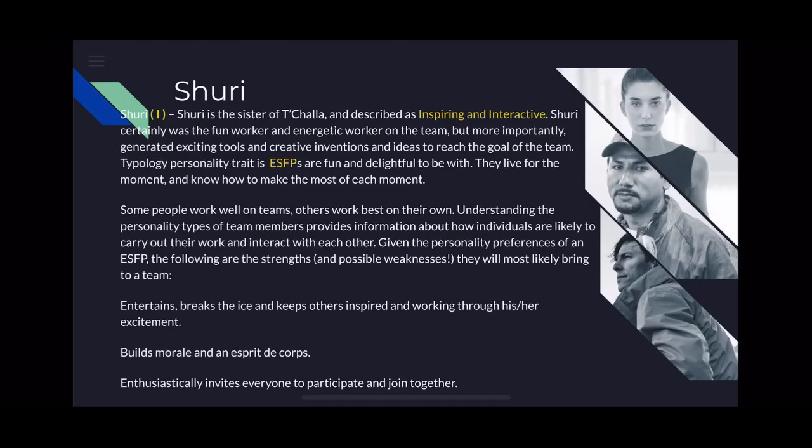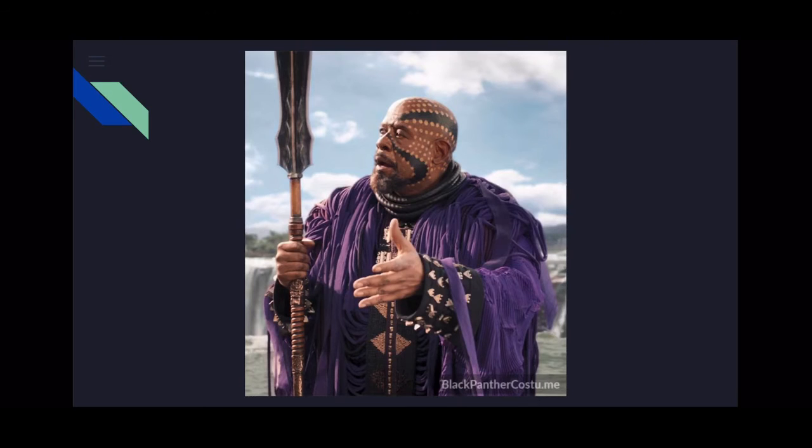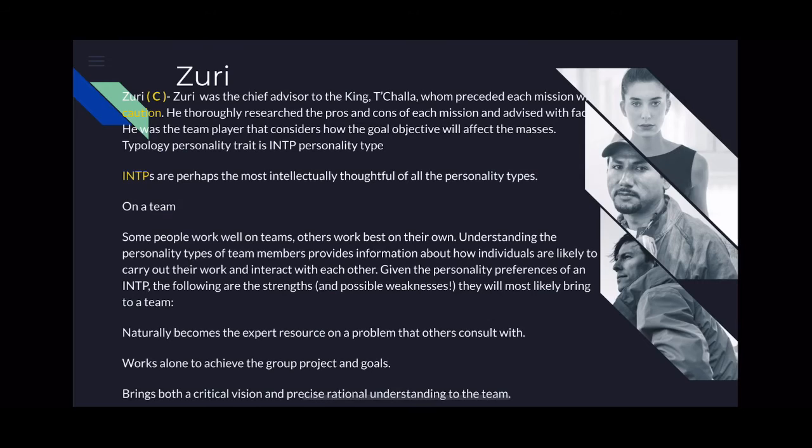Zuri was the chief advisor to King T'Challa, who proceeded with each mission with caution. He thoroughly researched the pros and cons of each mission and advised with the facts. He was the team player who considers how the goal objective will affect the masses. His typology personality trait is that of INTP.